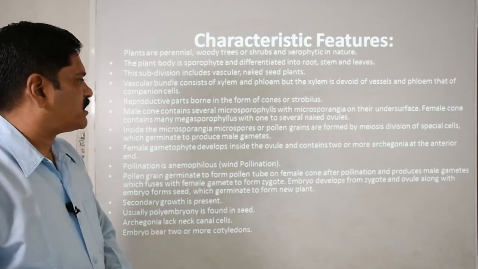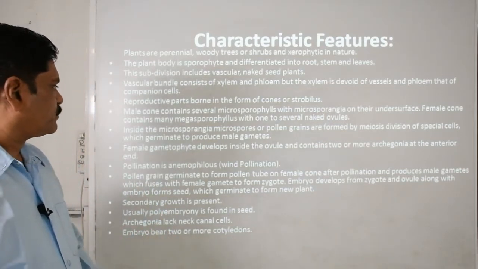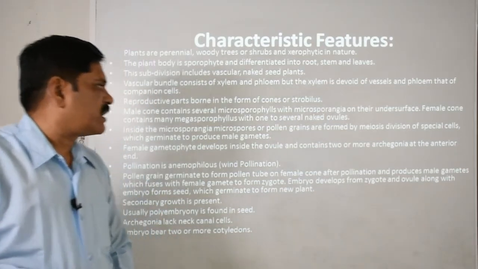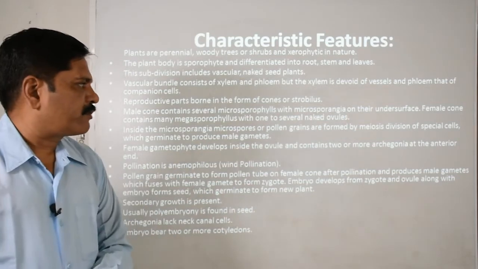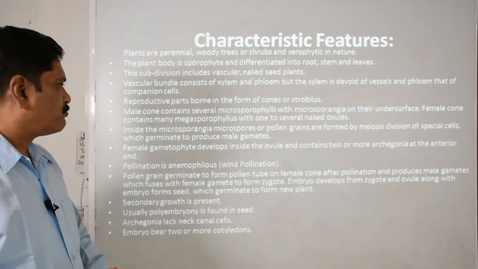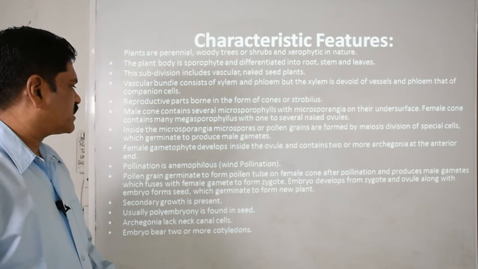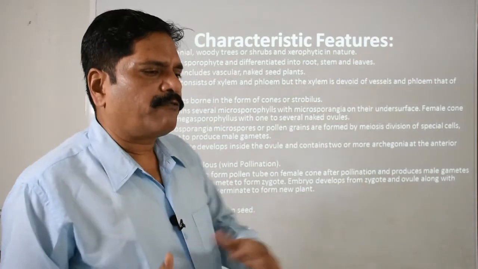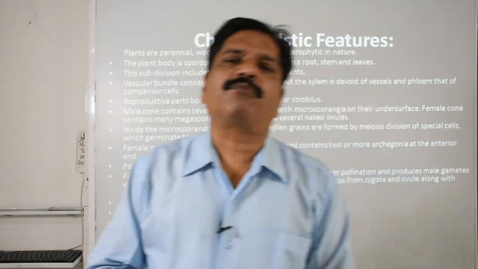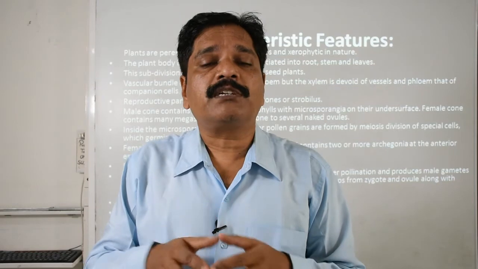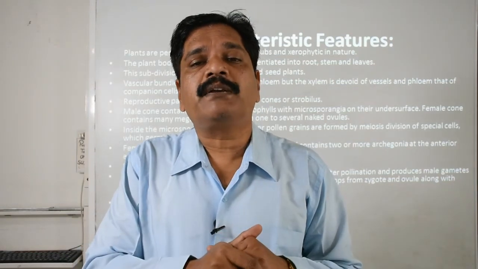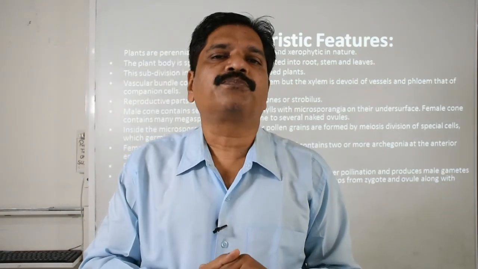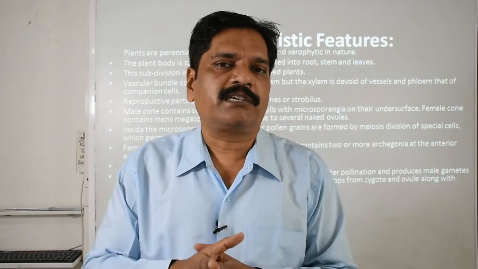Now the pollen grains germinate to form the pollen tube on the female cone. After pollination, the male gametes are produced which fuse with the female gamete to form the zygote, and the embryo develops from the zygote, and the ovule along with the embryo forms the seed, and it germinates to form the new plant, clear. This is generally the fertilization, the fusion and the formation of the embryo, clear. The male gamete reaches the female gamete with the help of that pollen tube, okay, no direct entry, clear.